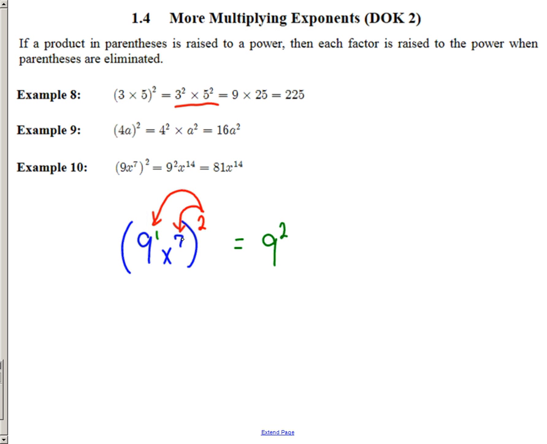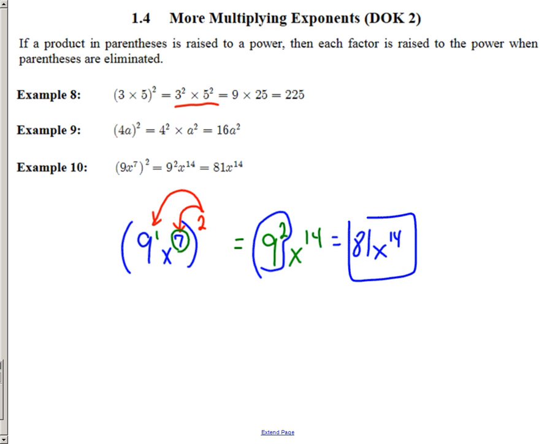Not a biggie. What about this x? It's a variable, but its exponent is 7. So 7 times 2 is 14. And you're pretty much done. Just take care of business with 9 to the second power, and that becomes 81. And we just haul over the x to the 14th power, and we're completely done there.